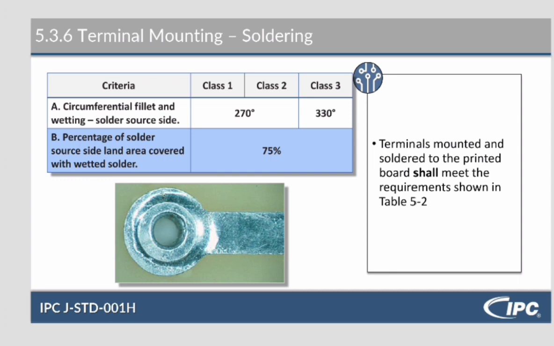So again, let's go back to the clock. 270 degrees is between 12 and 9. Okay, that's 3/4 of it. 330 degrees is between 12 and 11. So all the way around, you have that one little sliver between 11 and 12. That's 30 degrees. So that's basically almost all of it, right? The percentage of the solder source land area, so where it's being soldered to, covered with wetted solder, needs to be at least 75%.